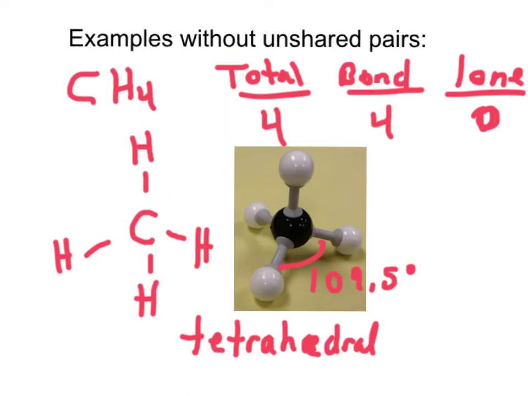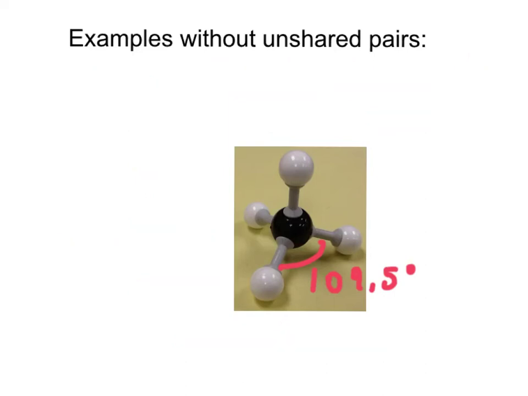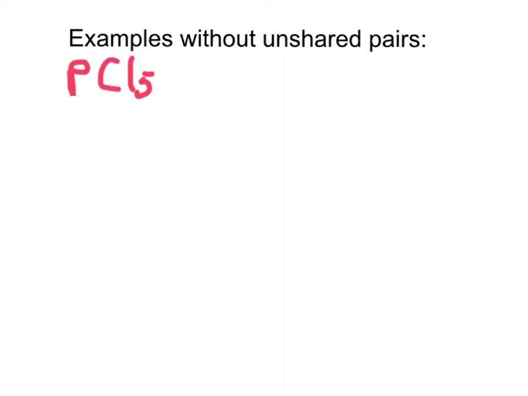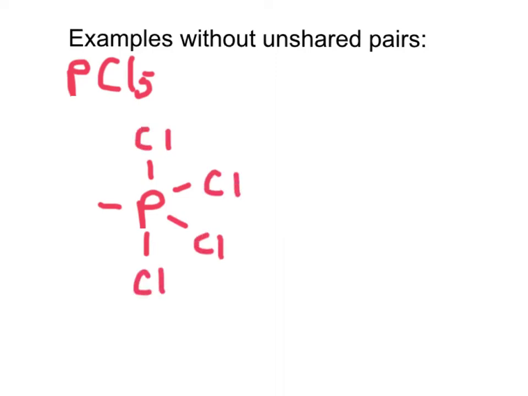So we have 2 examples left. Let's continue on by clearing some room for ourselves. And our next example is going to be PCl5, or phosphorus pentachloride. Again, we'll skip right ahead to looking at the Lewis structure. And so we'll have phosphorus in the center surrounded by the 5 chlorines.